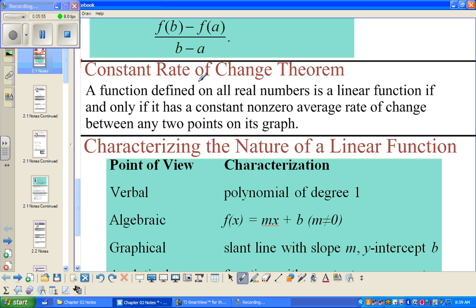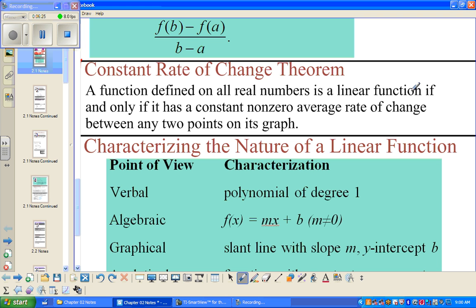A function defined on all real numbers is a linear function if and only if it has a constant non-zero average rate of change between any 2 points on the graph. What that's saying is a function is a linear function if you take any 2 points on that function and you find that they have the same slope. Any 2 points, no matter what, you get the same slope.